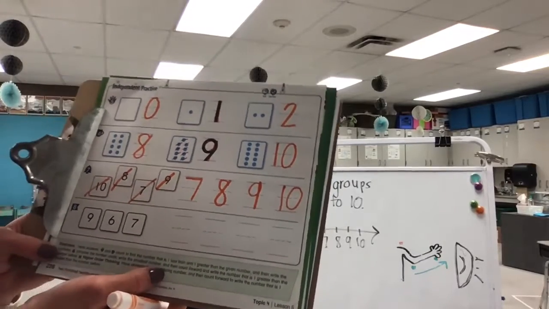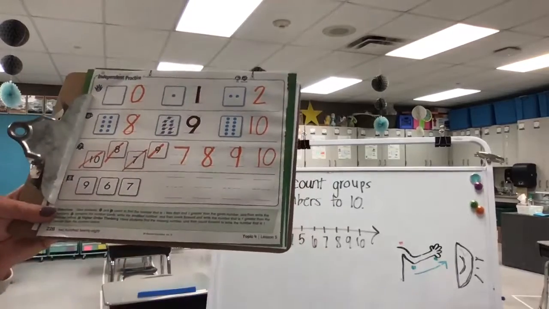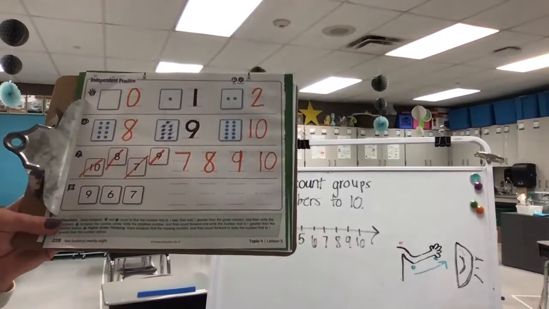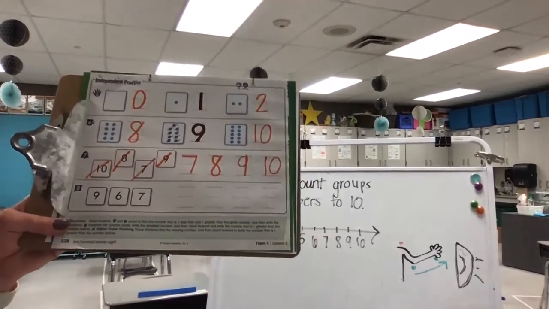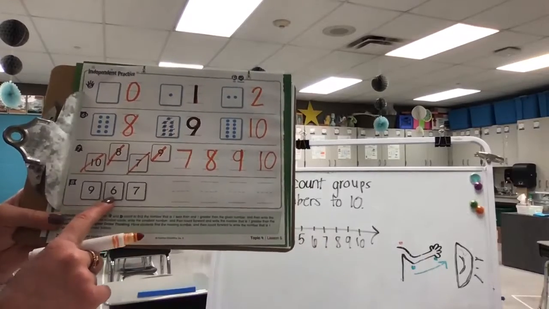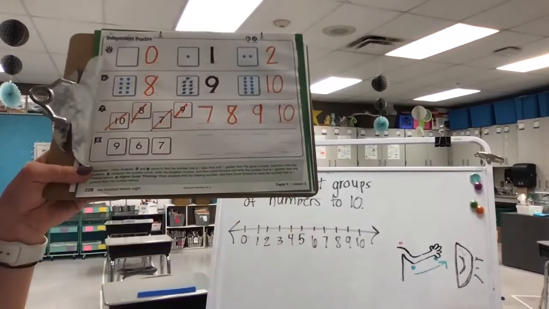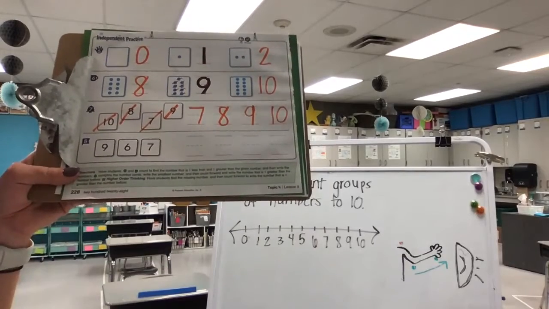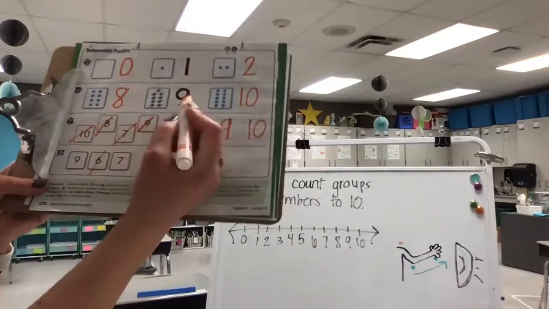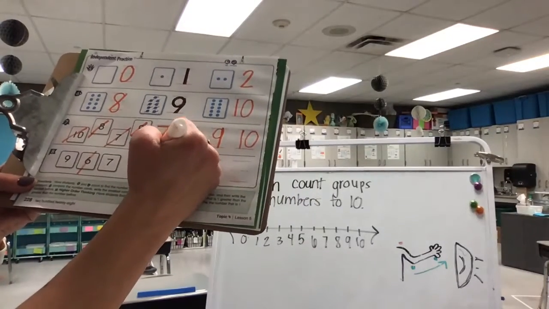All right, now at the very bottom, it tells us we're going to put our numbers in order. I'm going to start with the smallest number. So I have a 9, a 6, and a 7. Which one do I start with? Which one do I count first when I'm counting? 6. So I'm going to mark out my 6 and write it on the first line.